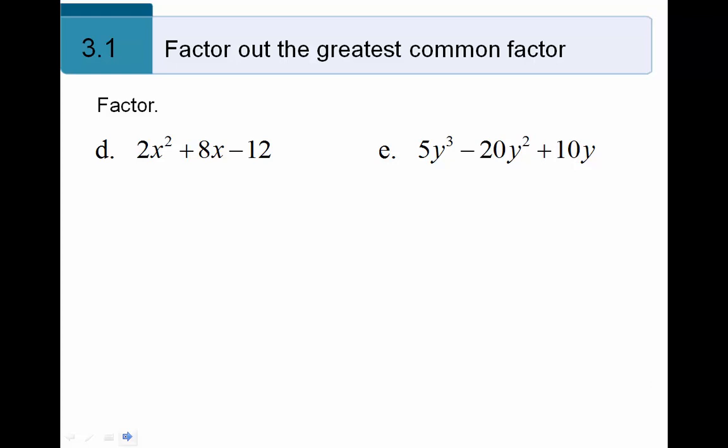All right, let's factor these trinomials. The greatest common factor of 2x squared, 8x, and 12 is 2. Can't factor out an x because there's no x with the 12, so I'm just going to divide each of these terms by 2, and I will get x squared plus 4x minus 6.